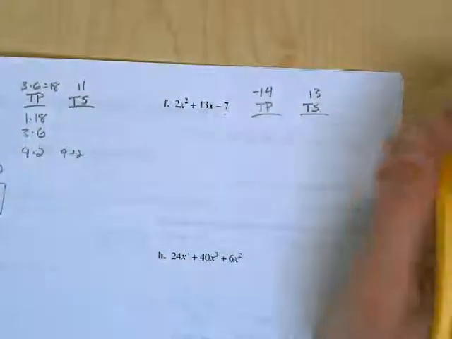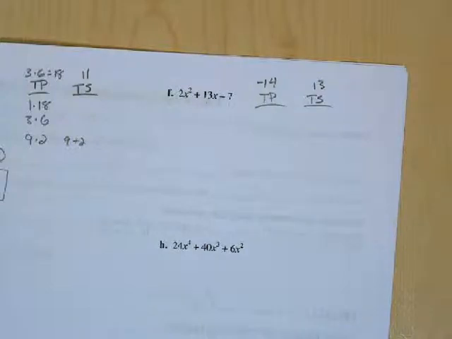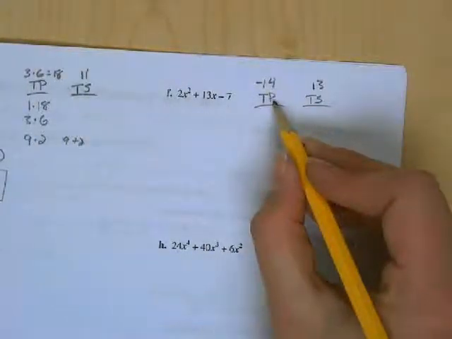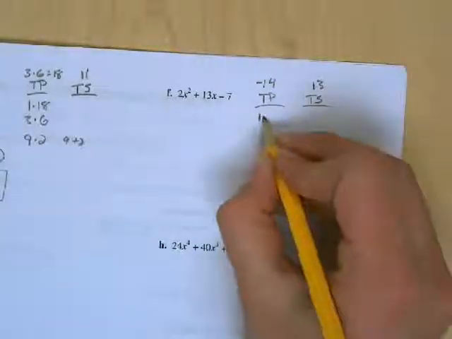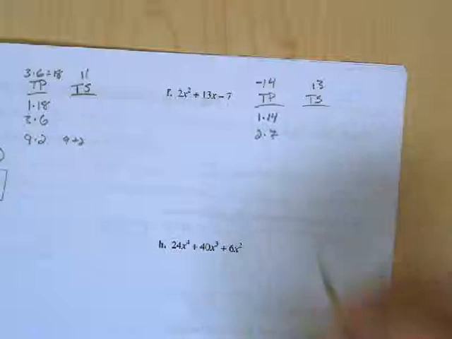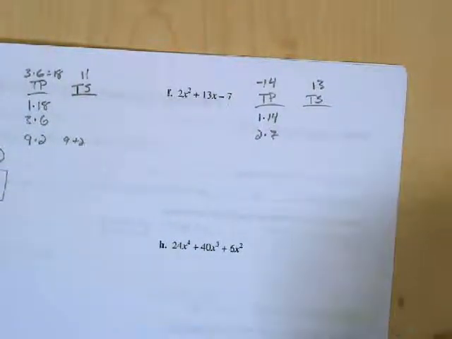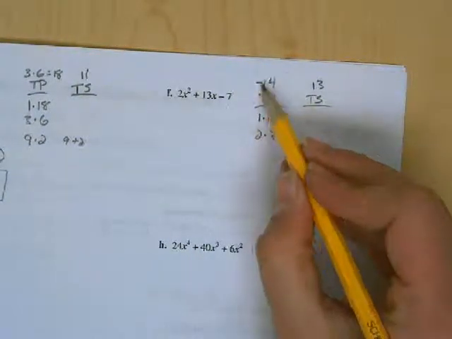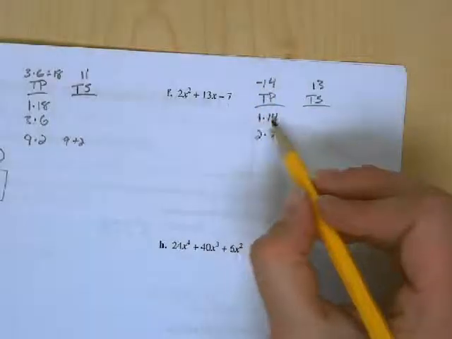Now this one tends to trip people up, but still, go through looking at your different options for your target product. Okay, I've got 1 and 14. I've got 2 and 7. Those are my only two options. Now you have to keep in mind that this is negative, which means my two signs have to be opposites.